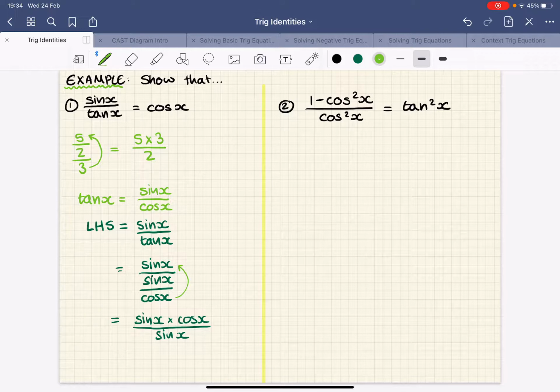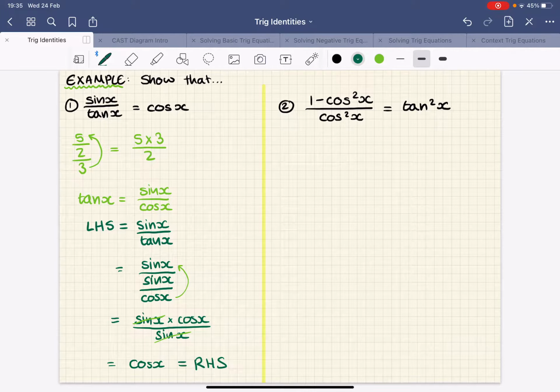Those sin x's are going to cancel each other out. And so all I'm left with is that cos x. And that is equal to my right-hand side. The point of writing left-hand side all the way down to the right-hand side is that I'm showing that I've gone from one side of my equation to the other. So that's the one minor difference with these types of questions.